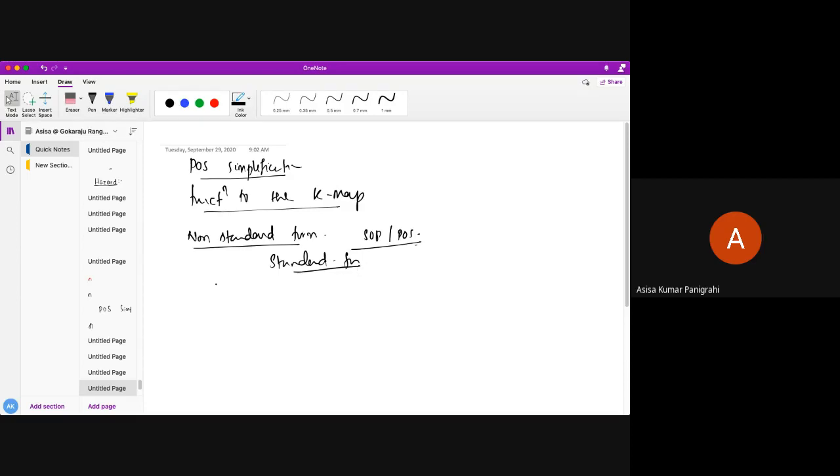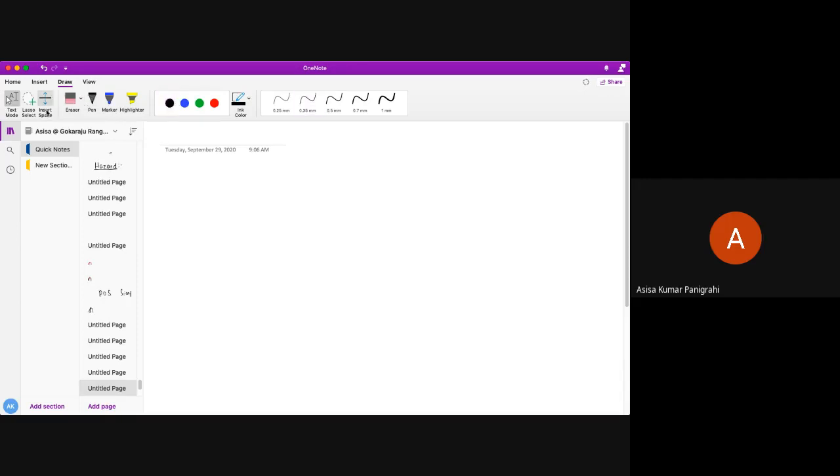In this class, we are going to see some important questions that will come up in the exam. So the main thing is realization. In this class we are going to see realization of a minimized function.